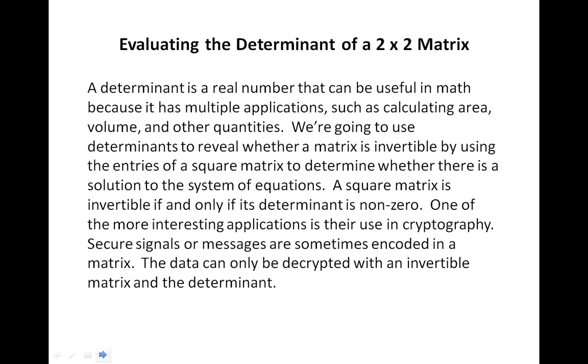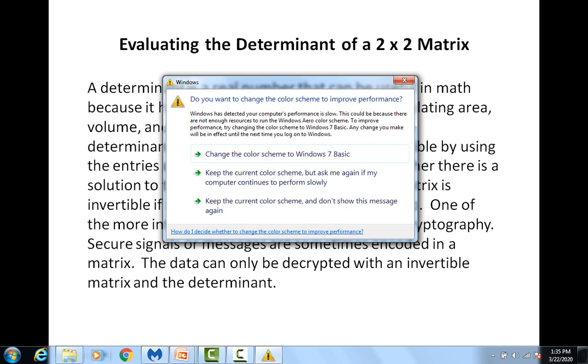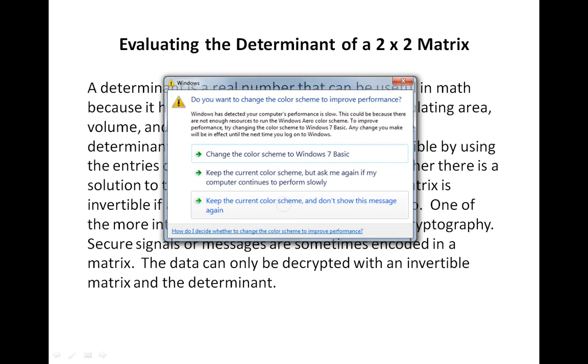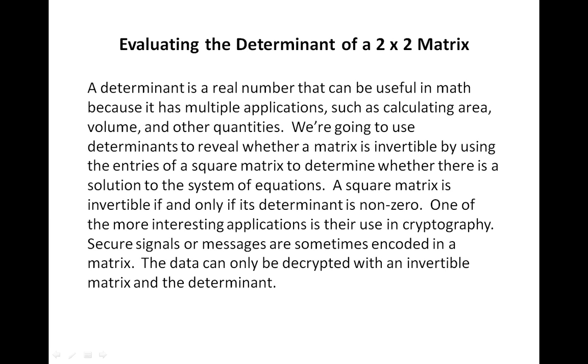We're going to use determinants to reveal whether a matrix is invertible, by using the entries of a square matrix to determine whether there is a solution to the system of equations. A square matrix is invertible if and only if its determinant is non-zero.